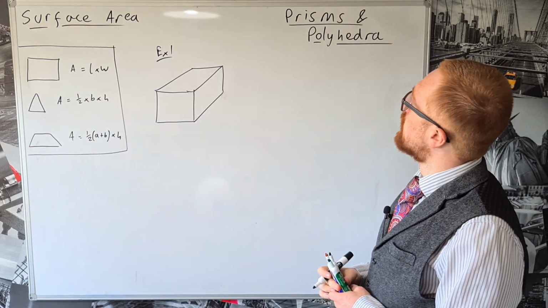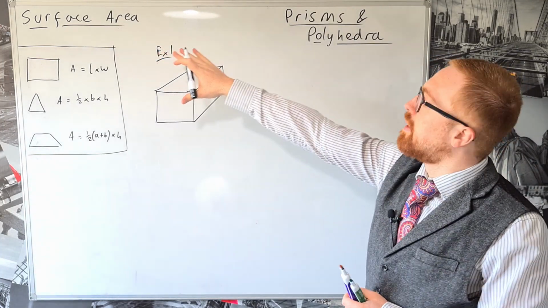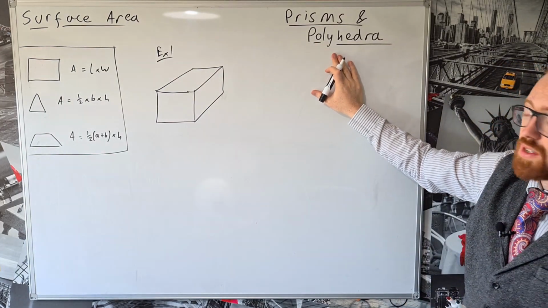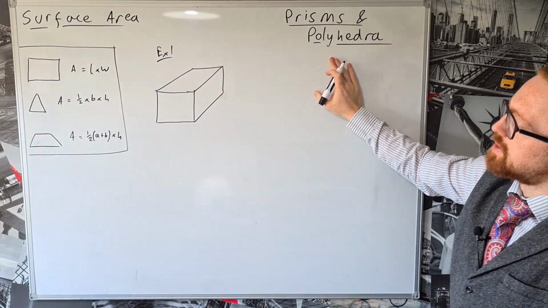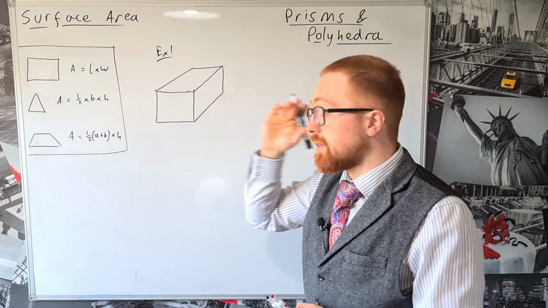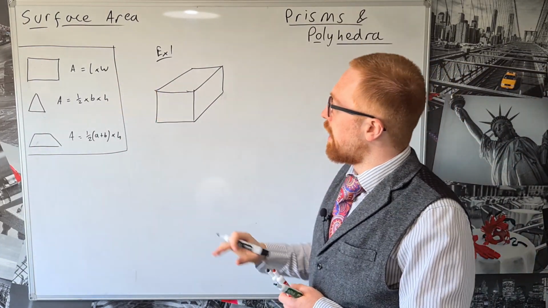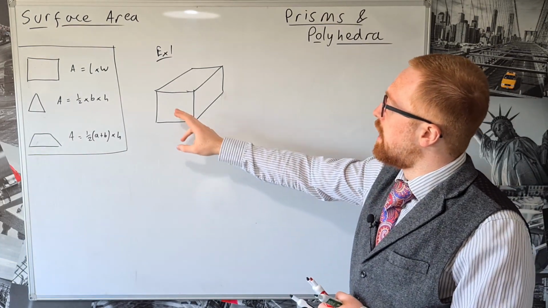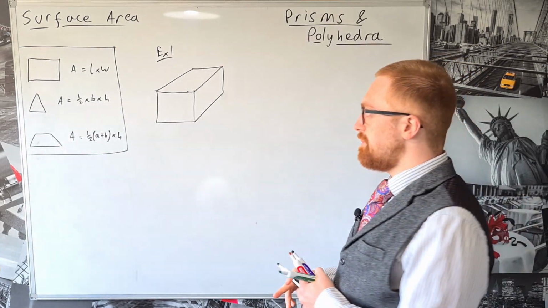Hi there, in this video we're looking at the surface area and how we find that. In this video we're going to look at prisms and polyhedra specifically. So we've got some areas of common shapes down the sides just to remind us what they are, and then we'll talk a little bit about what our general strategy is through this first example here.